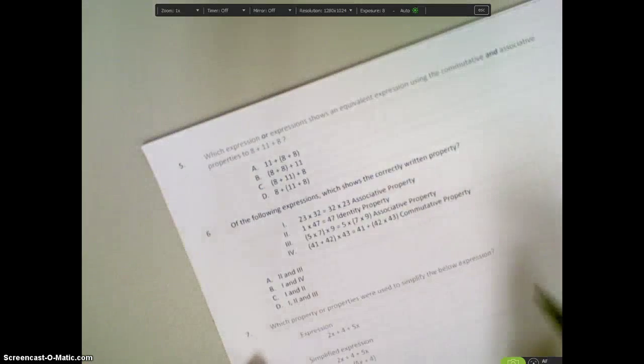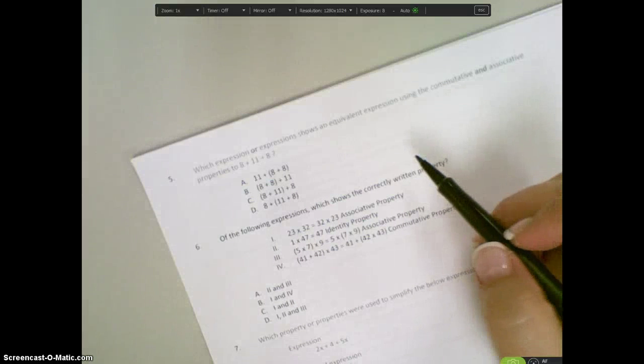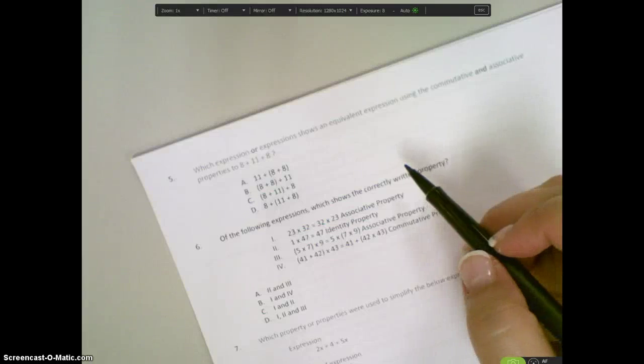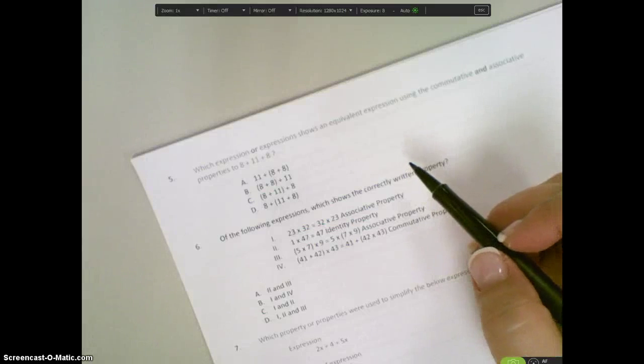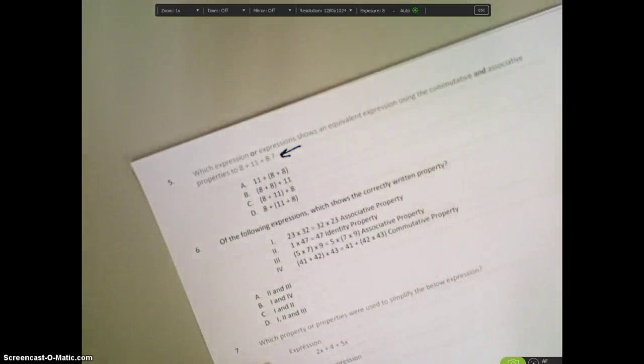Okay, number 5. Which expression or expressions shows an equivalent expression using the commutative and associative property 8 plus 11 plus 8? This was a tricky question because it didn't really explain up here. It didn't give you any parentheses to help you with the associative property.